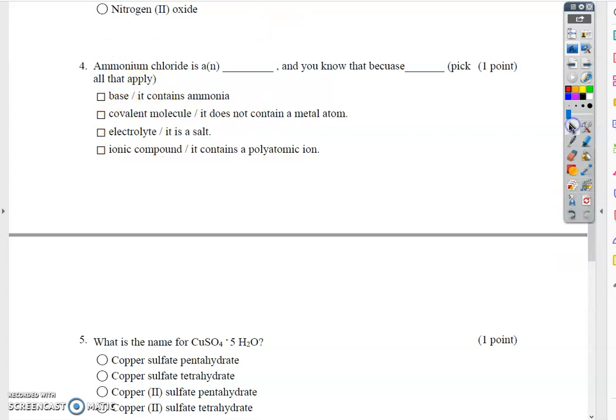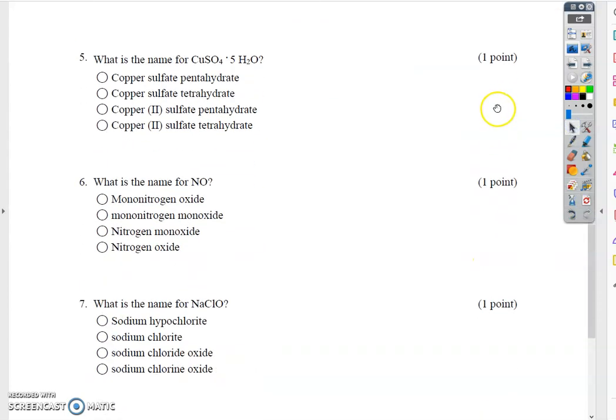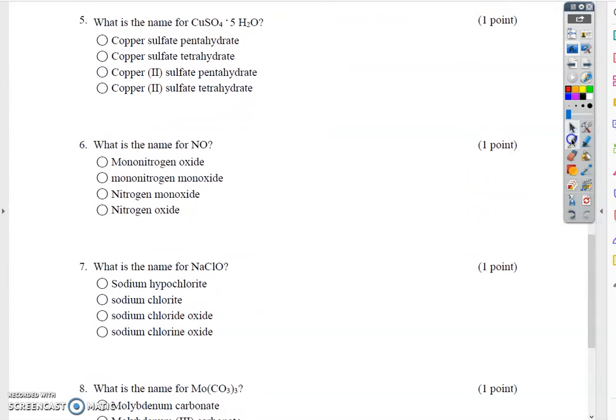All right, let's go on to the next one. CuSO4.5H2O. You should realize this is ionic. It has a polyatomic ion in there, SO4. Copper is also a metal. Now it ends up being a hydrate, but it's an ionic compound that is a hydrate.